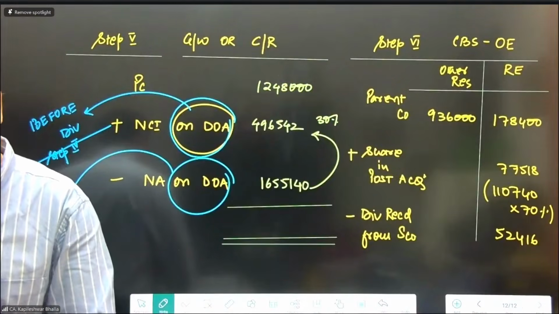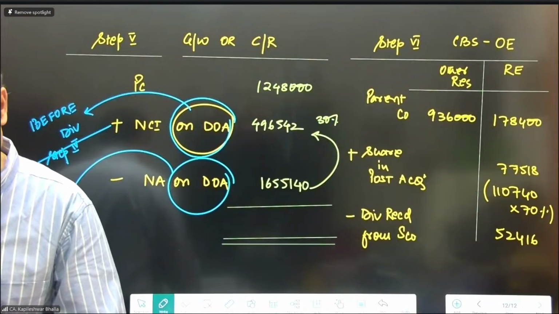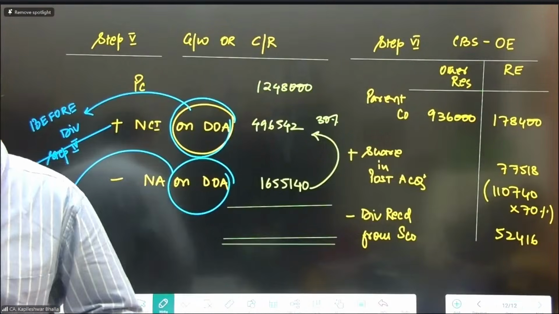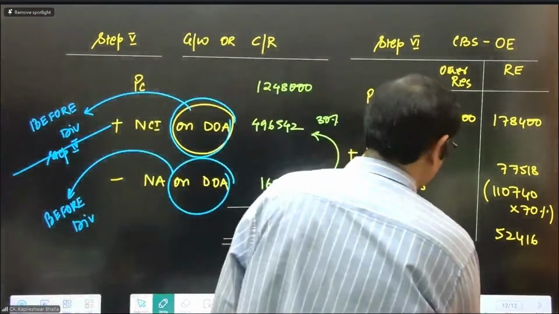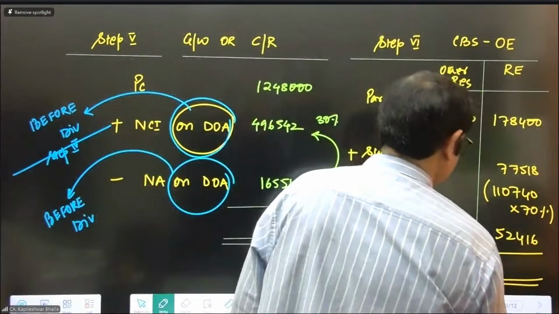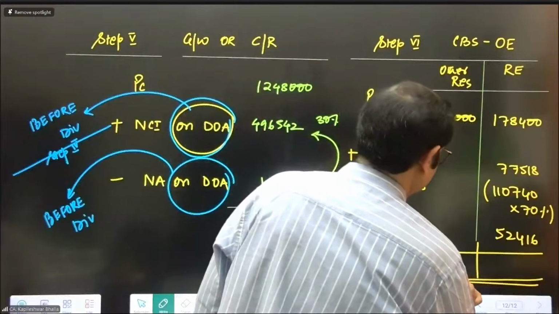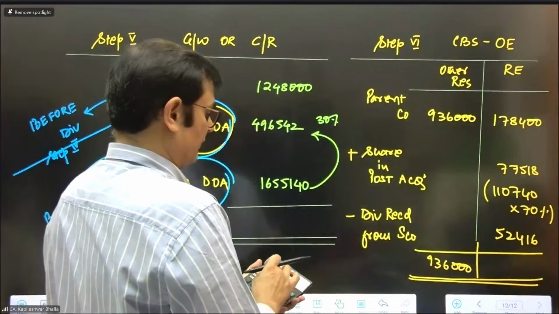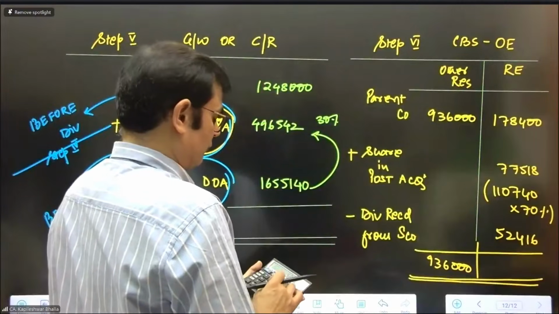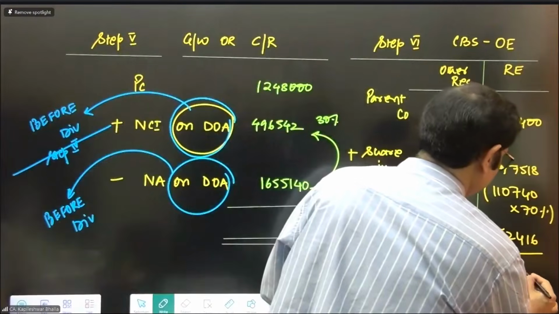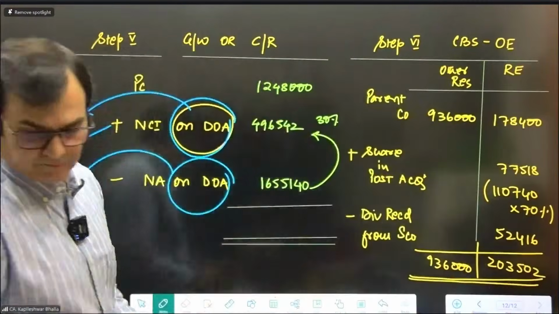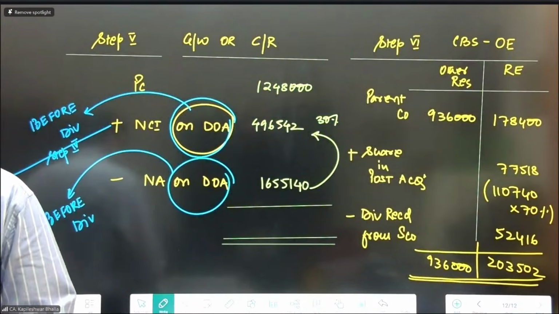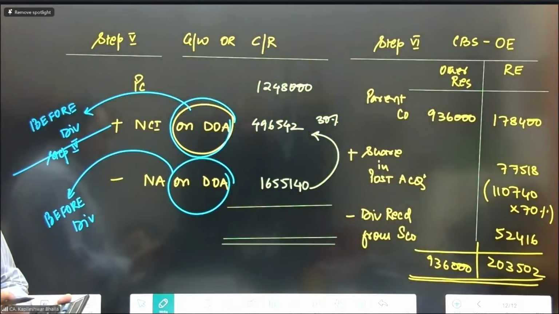So let's get what the other equity in the consolidated balance sheet is in this case. Let's consider the post-acquisition figure for other equity and take the sum total. This remains at 936, and this is 178,400, 77,518, and this is minus 52,416. This is 203,502. Okay, superb. With this information in hand, we are now ready to go to the consolidated balance sheet as well.